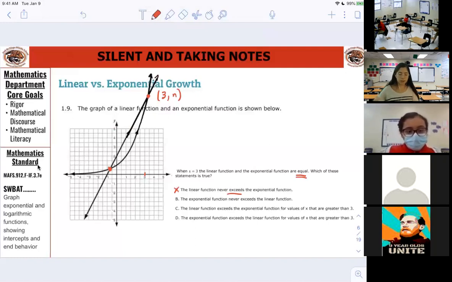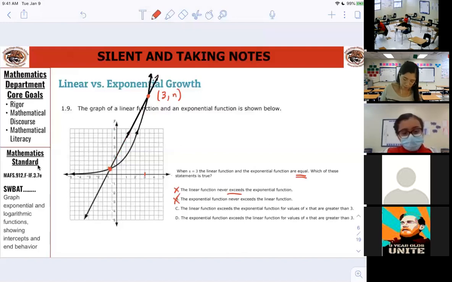But it is. Where is it above? At what point does the linear function go above? Around wherever that negative y is. So basically this whole section right here, it's above. So we know that A is incorrect. What about B? It is also incorrect, because where you drew the line, it's going to exceed it after that. Good. From that point forward it is exceeding, at around 3, n.